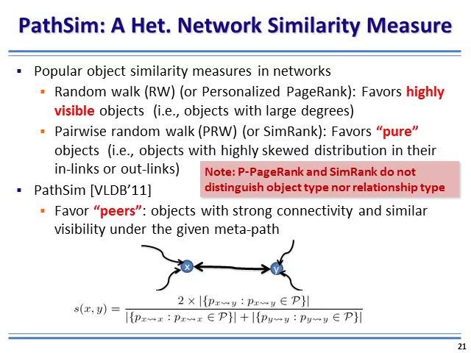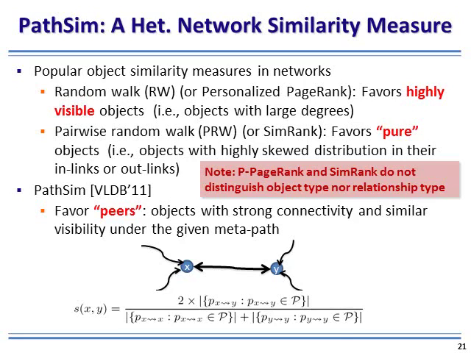The interesting thing is we originally wanted to use existing measures, like random walk, personalized random walk, pairwise random walk, or SimRank. We actually used personalized PageRank and SimRank, those very popular measures. We found they would not get very good results, especially for the long-tail objects. Long-tail means you're not a star, you're just a smaller one, for example, just a graduating student.